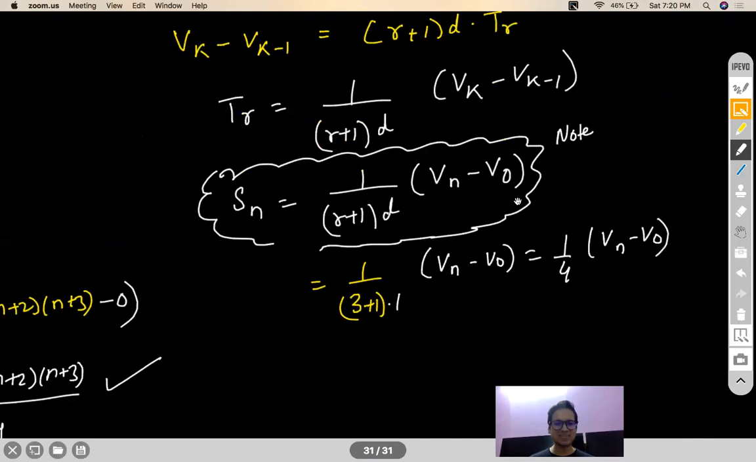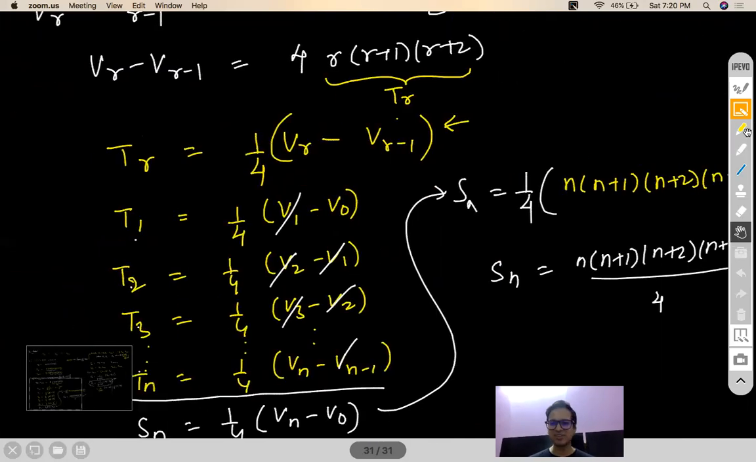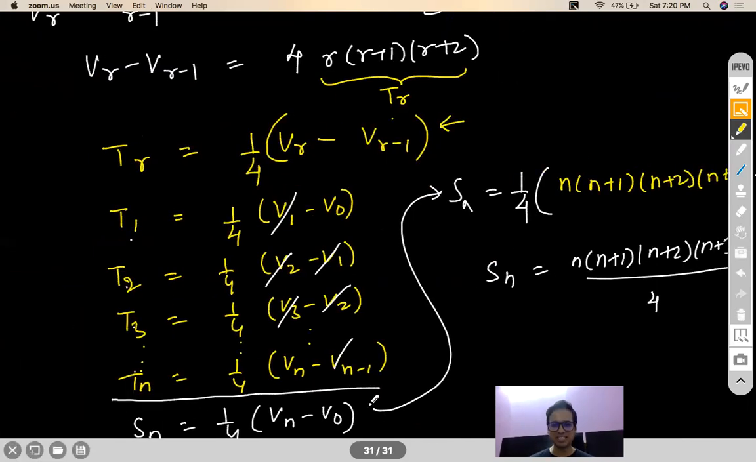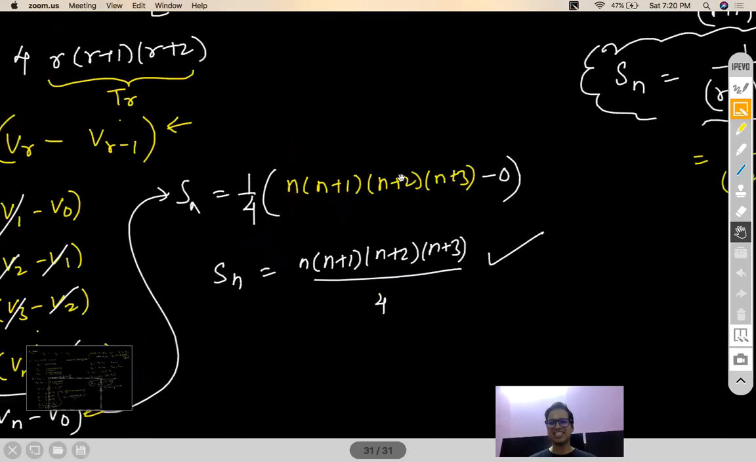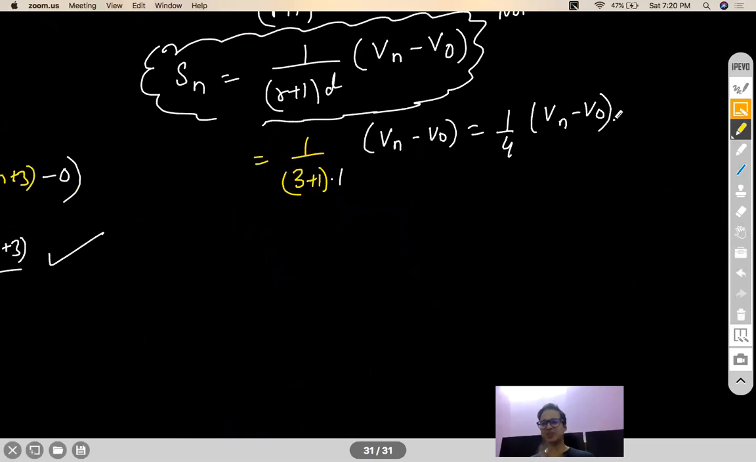Didn't we get the same thing when I was trying to solve this? Look at this step. 1/4 Vn minus V0. Okay. So once you already know your Vn, you have to just take one more factor after your Tn term, that is your Vn, and subtract V0 and do 1 by R plus 1 d, your job is done. Okay, let me give you another example.